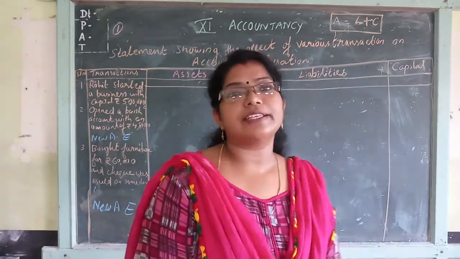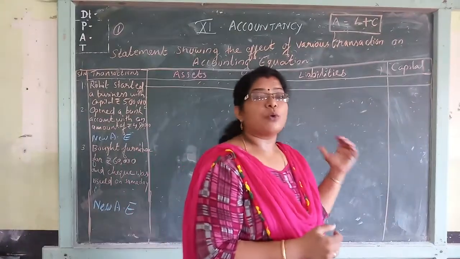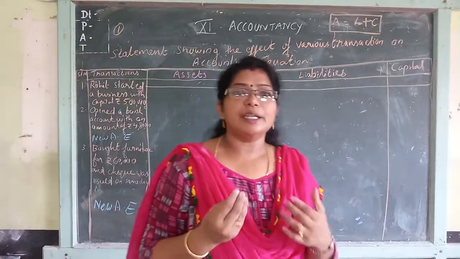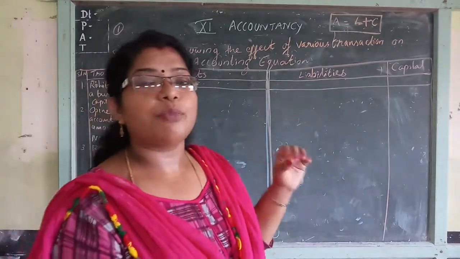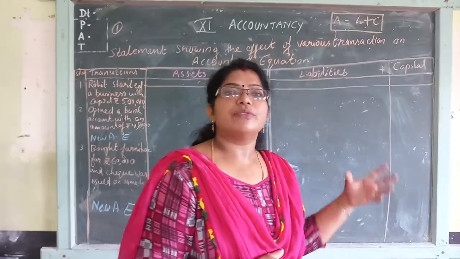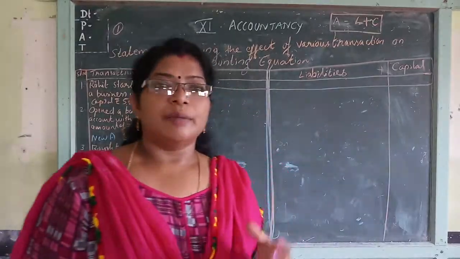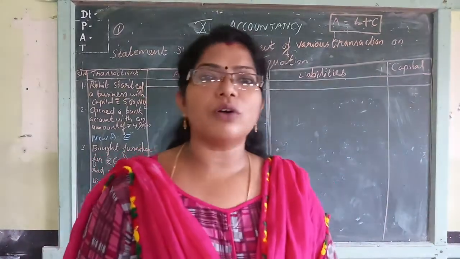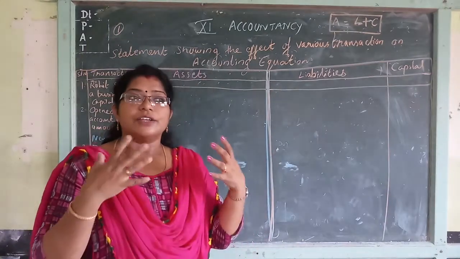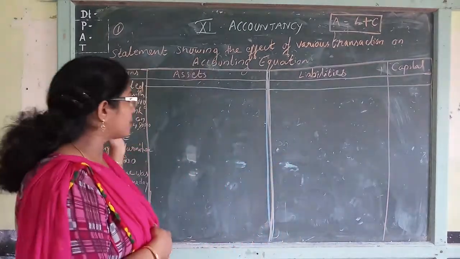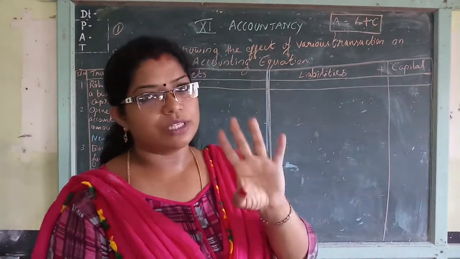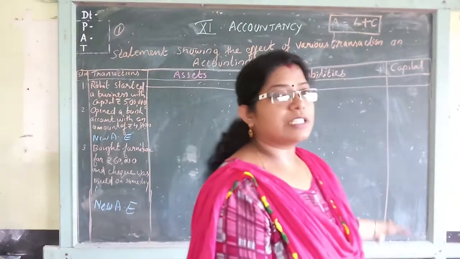Next, two things will affect it. One is any profit earned due to any transaction. In such a case, that profit will be added to the capital. Why? Because the profit definitely goes to the owner, so it will be added to the capital. The same way, if any loss is incurred in any transaction, that loss we will deduct from the capital column. So these four things affect that last capital column.